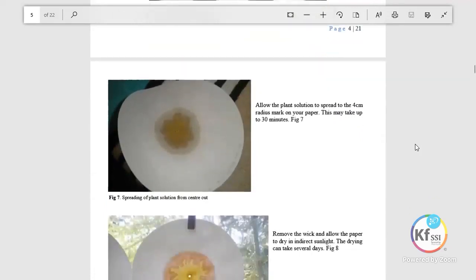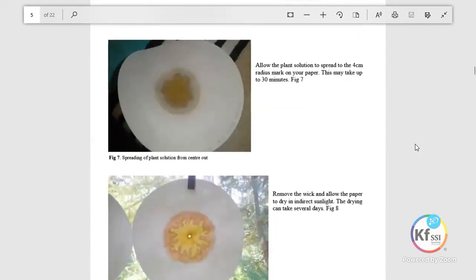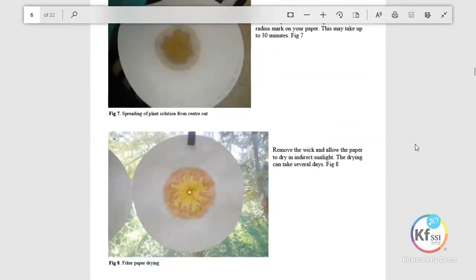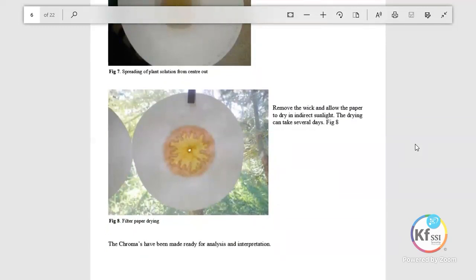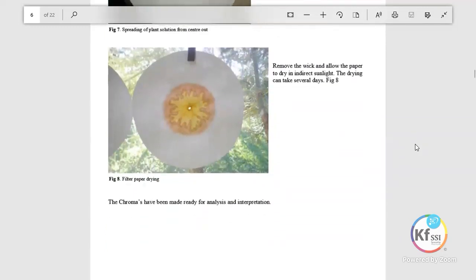And you just allow it to wick, and it can take quite long. Some of them took 30 minutes to reach that 4 centimeter radius. So you need a lot of patience for this one. And then once that's over, we remove the wick, and then you hang that filter paper up in indirect sunlight and allow it to dry.